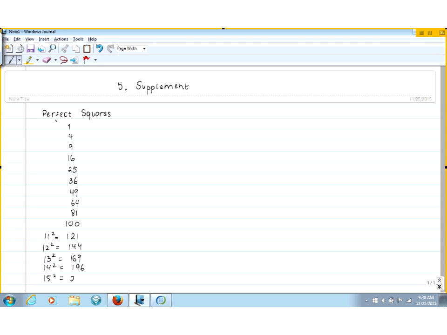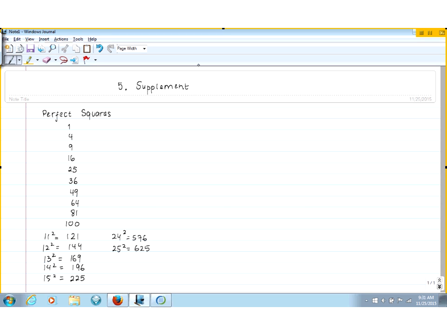196. 15 squared? 225. Yeah, it's better if you memorize this part. Yeah, all the perfect squares. And we also know 24 squared is 576. 25 squared is 625, right? And 26 squared is 676. Yeah. So why do I need you to memorize this?